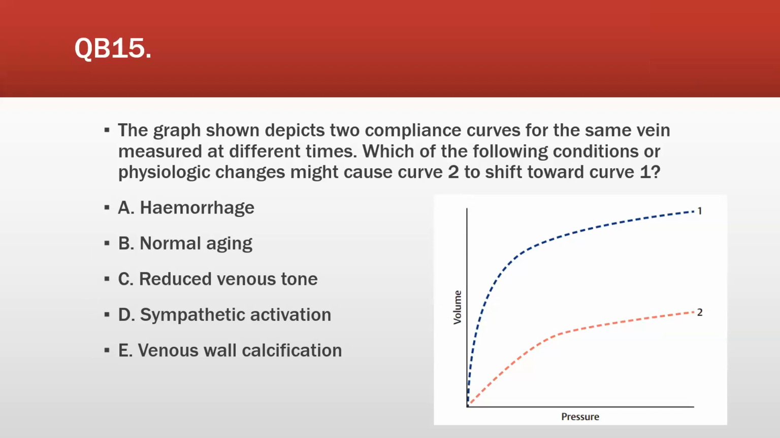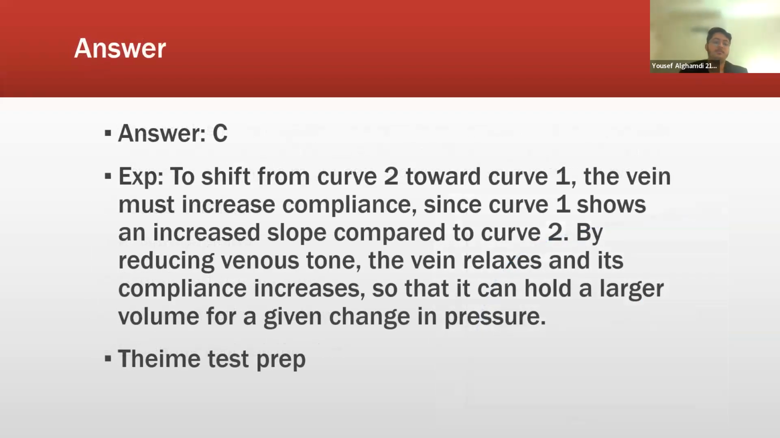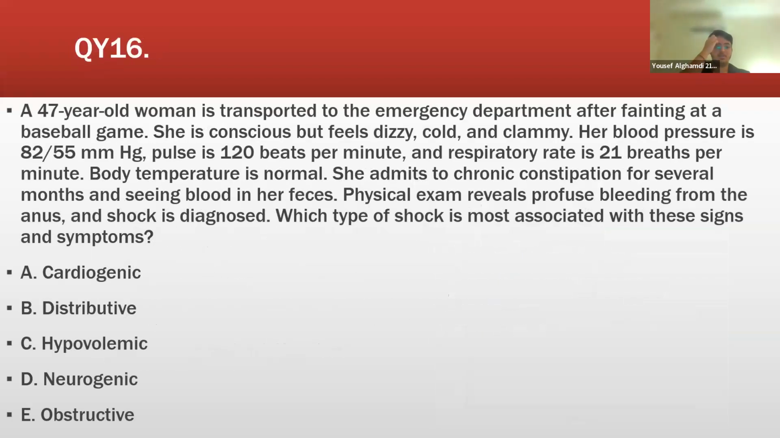Yes. Okay. So, a shock question, let's go. A 47-year-old woman is transported to the emergency department after fainting at a baseball game. She is conscious but feels dizzy, cold and clammy. Her blood pressure is 82/55.